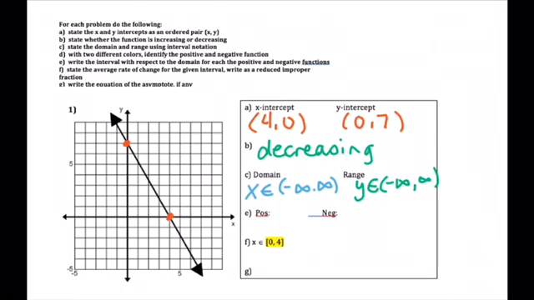And let's go to F. It says state the average rate of change for the interval, so from 0 to 4. And we've already talked about how it doesn't really matter with a linear equation what interval you're talking about. It's going to be the same slope either way. But we're going to go down 7, and we're going to go over 4. So that's going to be my slope, or my rate of change for that interval. And then for G, write the equation of the asymptote, if any. Well, there isn't any, so we're going to write none.